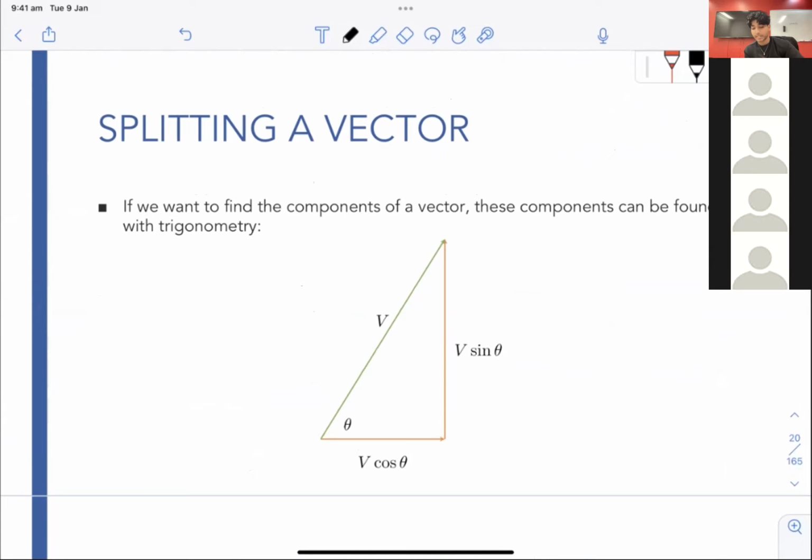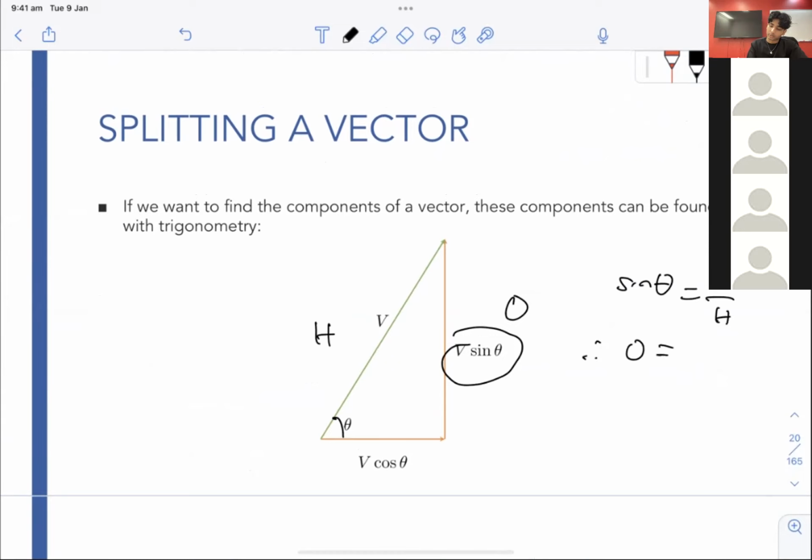Conversely, if we want to split up a vector, we can use trig again. We have theta here. If I want to know what this vertical component is, I have O, I have H, so sine theta equals O on H. Therefore, O equals H sine theta, or the Y component, we'll call it Vy, equals V sine theta. Same idea for the X component, but just cos theta.